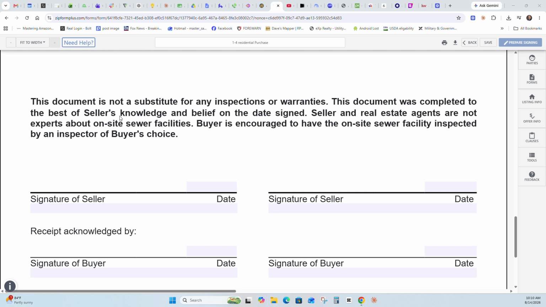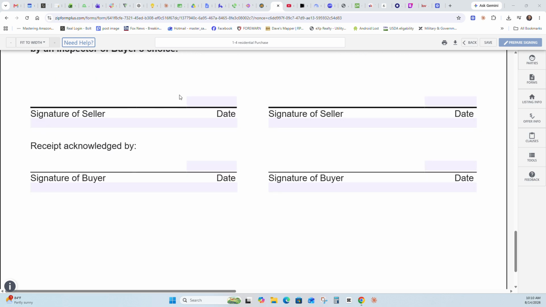It's completed to the best of the seller's knowledge and belief, and they believe that the date they signed is the best of their knowledge. Remember, real estate agents and sellers are not experts on on-site sewer facilities. Buyer is encouraged to have it inspected by anyone they want to have. And then everyone signs, the signature of seller and buyer.